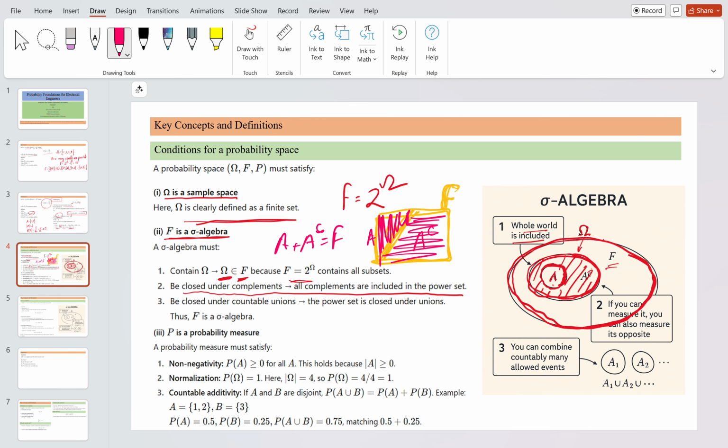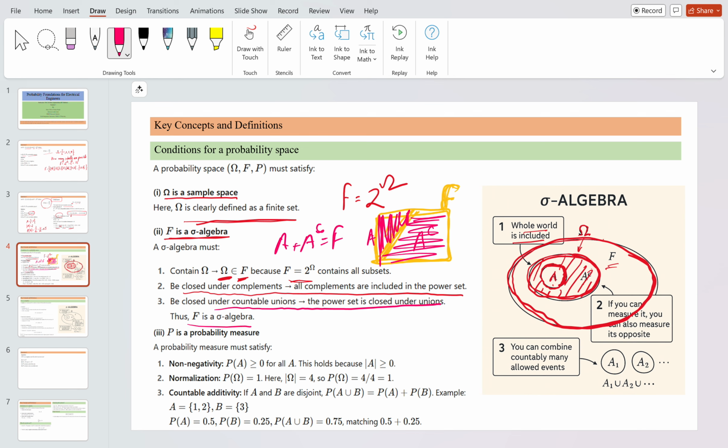So A plus A complement will be equal to F if there is no other element or subset which is a possibility here. It means that A and A complement will be included in that overall power set. So this is a kind of closure under complements. And the third point is that it must be closed under countable union. The power set is closed under the union. Then F is a sigma algebra.